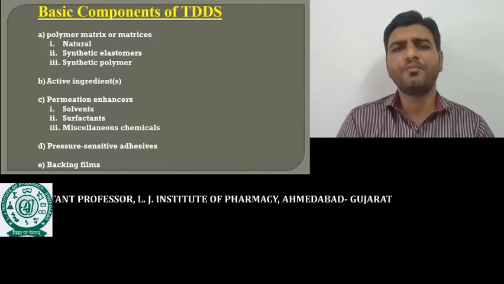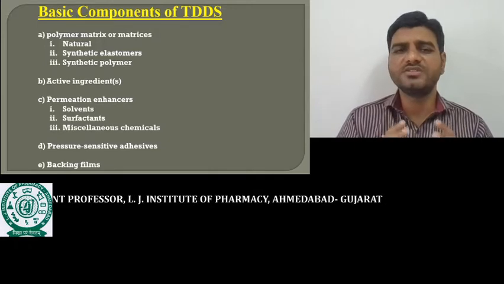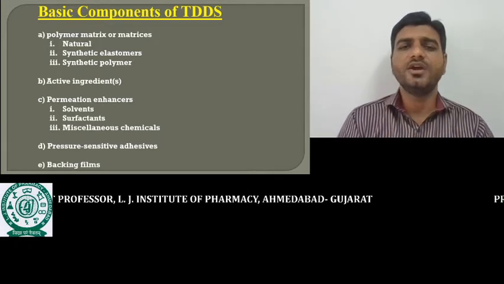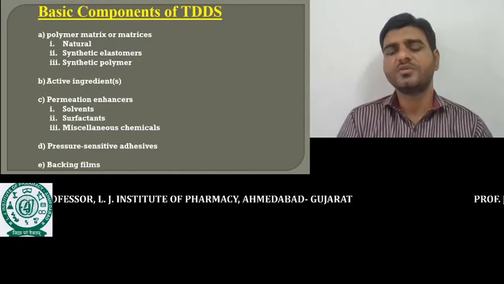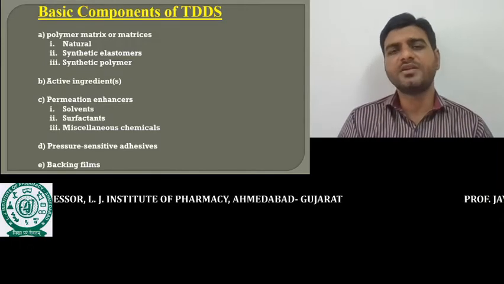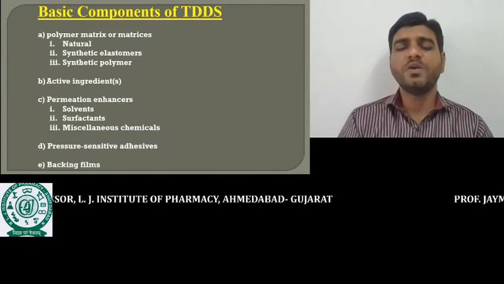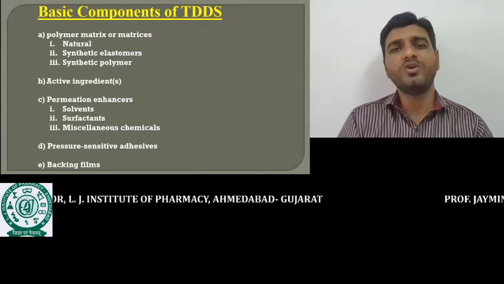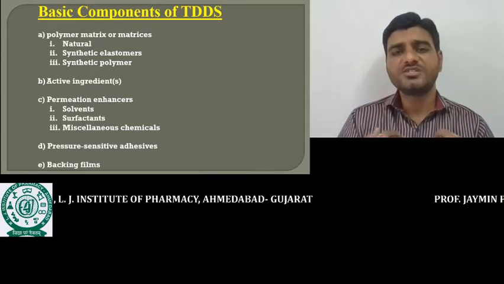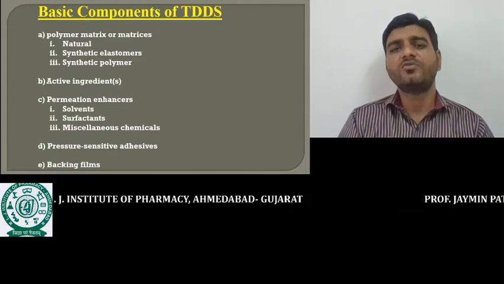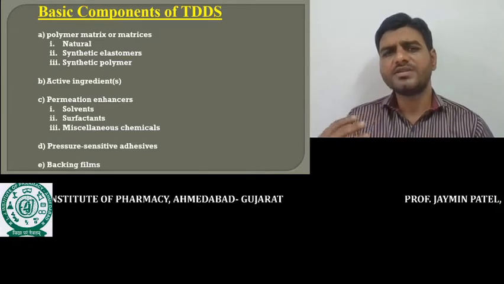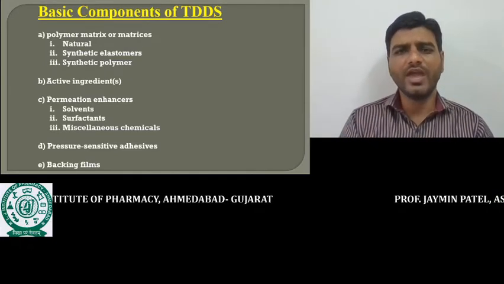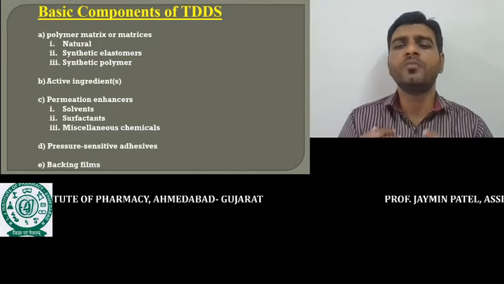Now, if you talk about the components of the transdermal drug delivery system, which components should be included? The first major component is the polymeric matrix, meaning the specific polymer that we use. According to our desire, we may want to sustain the action for 1 day, for 8 hours, or for 72 hours or 1 week. According to that, we have to select suitable polymers.